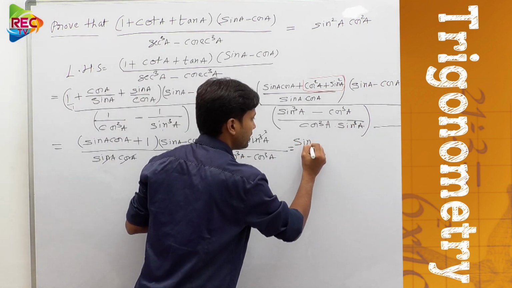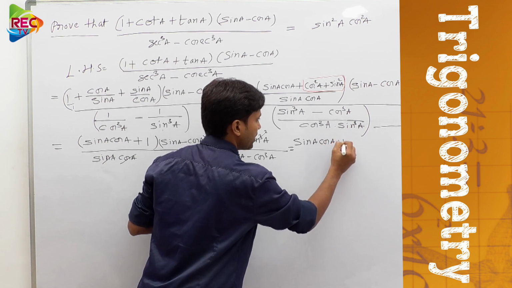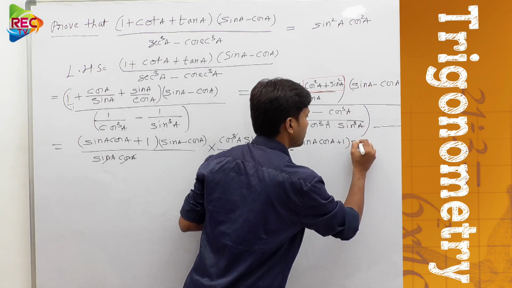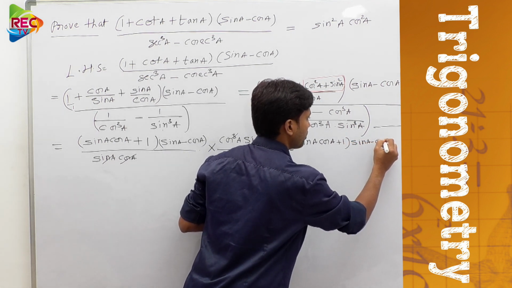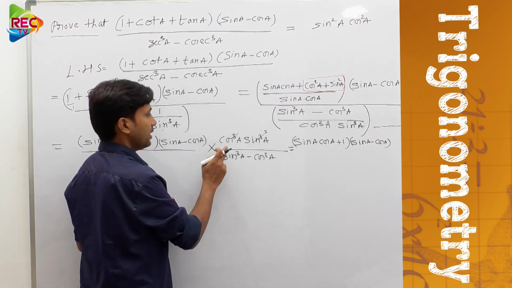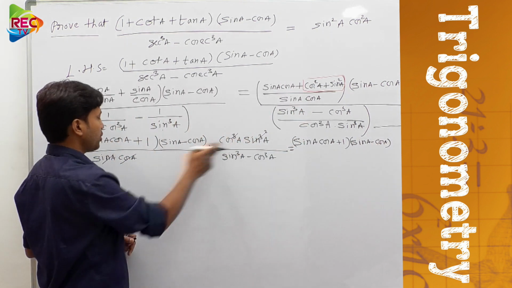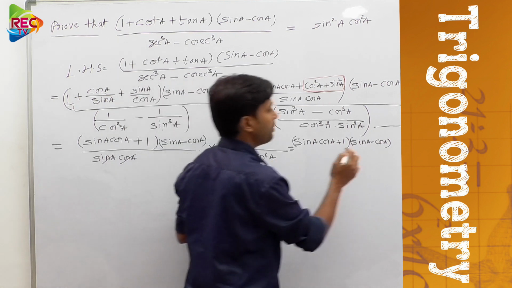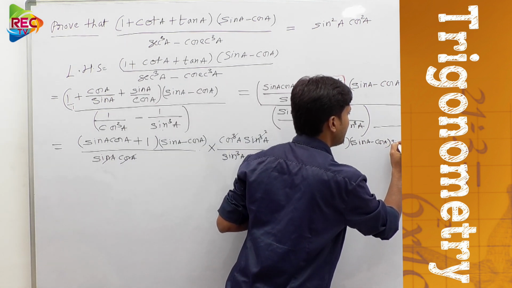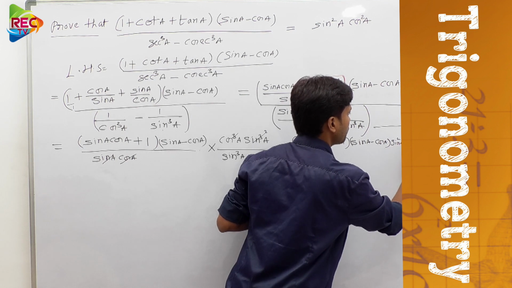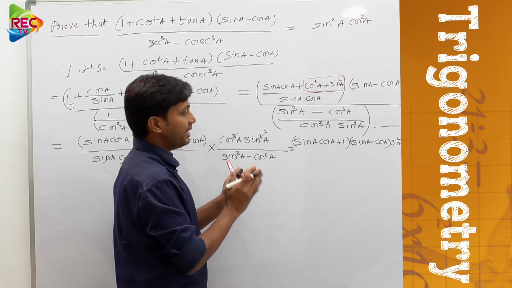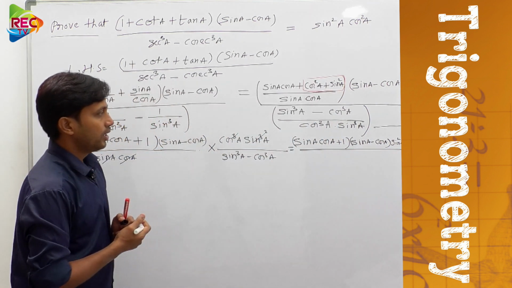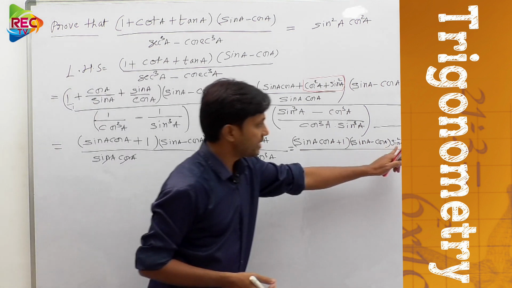See here I am writing sin a cos a plus 1 into sin a minus cos a. Out of sin cube and cos cube, one sin and one cos is cancelled. So therefore sin square a and cos square a will be remained over there. So sin square a into cos square a remained in the numerator part. Okay, now coming to the denominator part. Now just see here, this is sin square a cos square a.